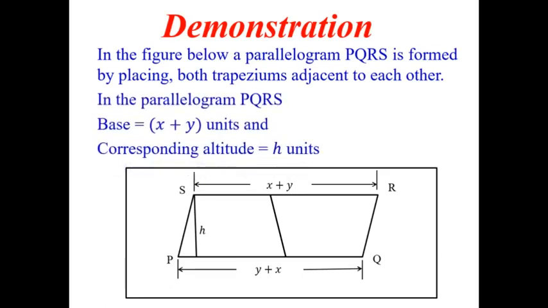In the parallelogram PQRS, base is equal to x plus y unit and the corresponding altitude is h unit. Look at the figure. The base of the parallelogram is x plus y unit and the height or altitude of the parallelogram is h unit.